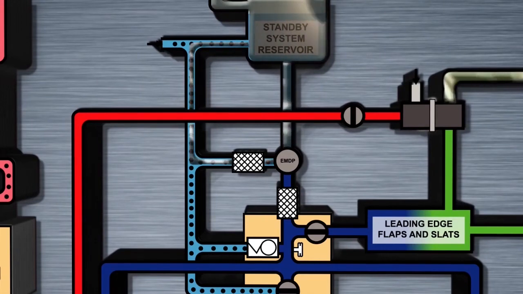Similarly to the A and B pumps, some of the fluid leaving the standby pump enters a case drain line and is circulated through the pump to cool and lubricate it. It then re-enters the reservoir. The actual pump motor is air-cooled by outside air flowing over it. It draws power from AC transfer bus number 2.